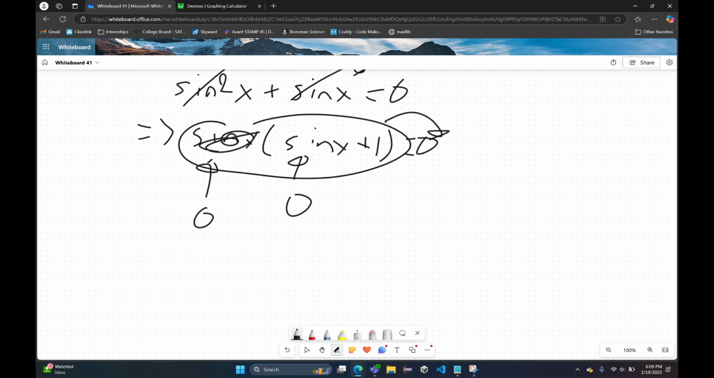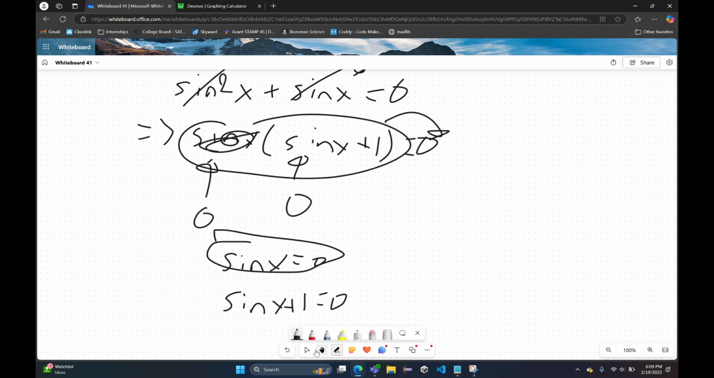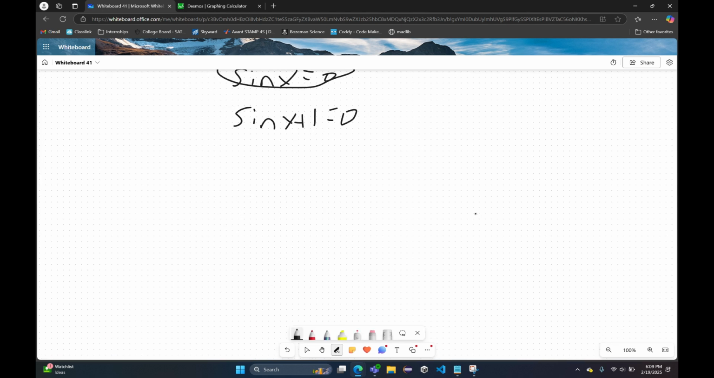So just like with our normal quadratics, every trigonometric quadratic equation is going to have two solutions. So we've got to solve for each of them separately: sine of x equals 0 and sine of x plus 1 equals 0. And now that you know how to solve linear equations, you should be able to do this pretty easily using your inverse trig. Now, what if I have something like sine squared of x plus cosine of x equals 0?